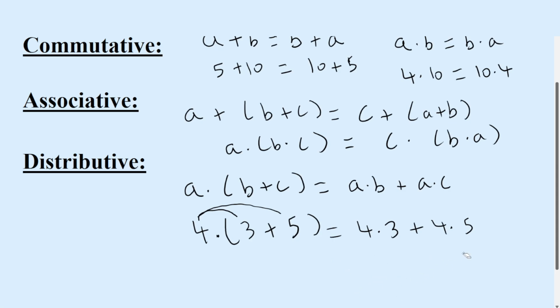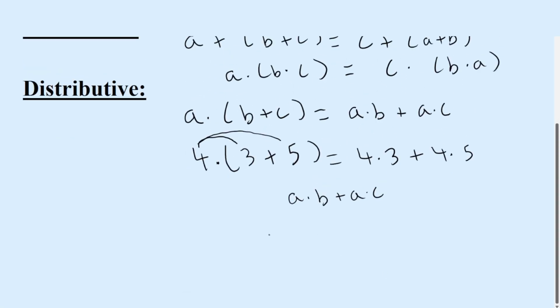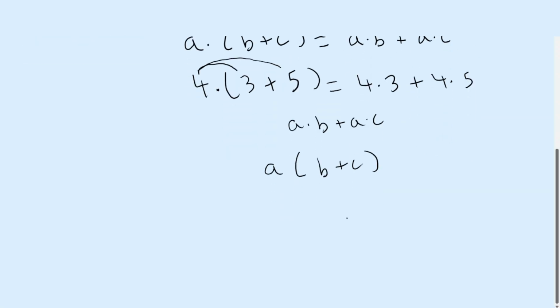And briefly, let's talk about the opposite of distributing, factoring. So let's say you start from here, a times b plus a times c. You can go from here to this by taking out the a as a factor, a times b plus c. So you can go the opposite way too.